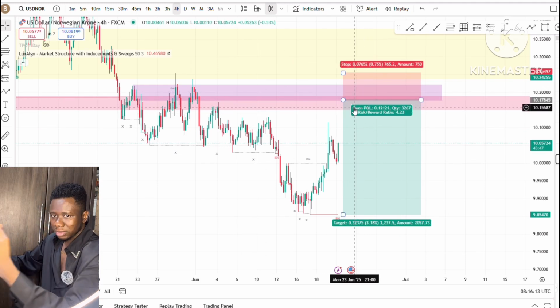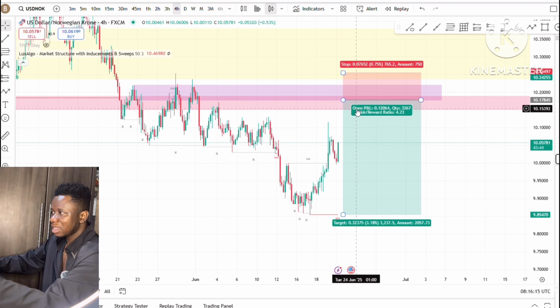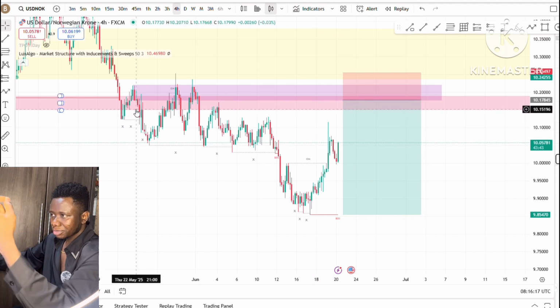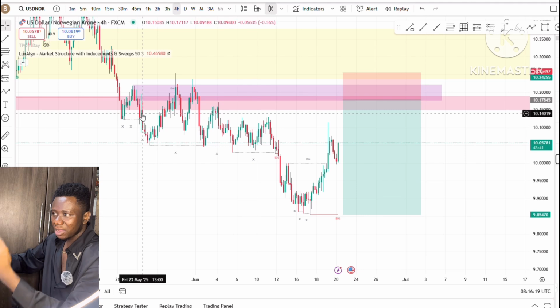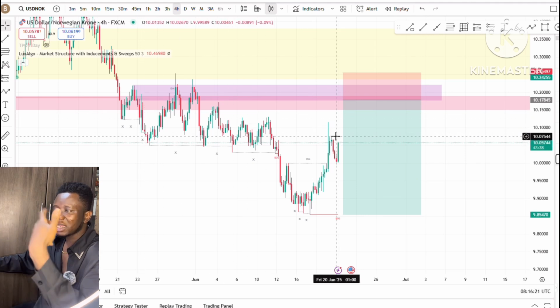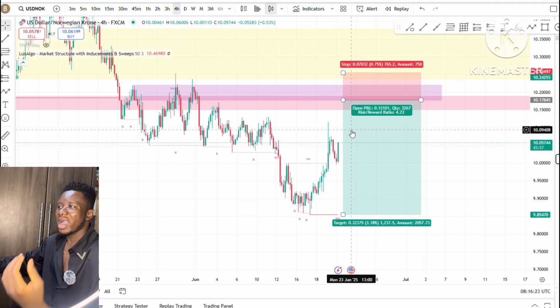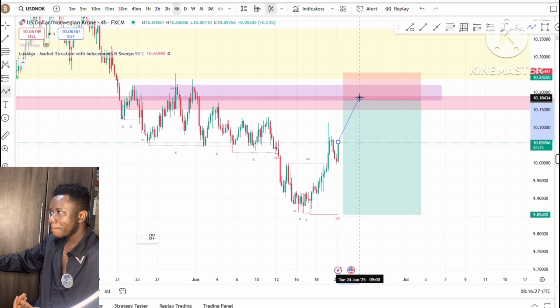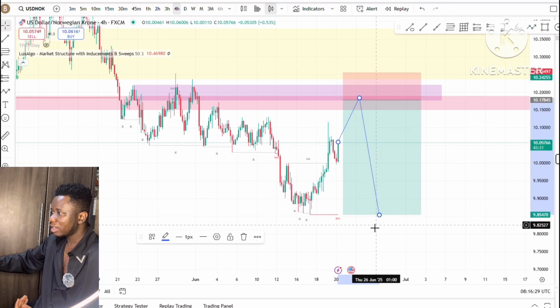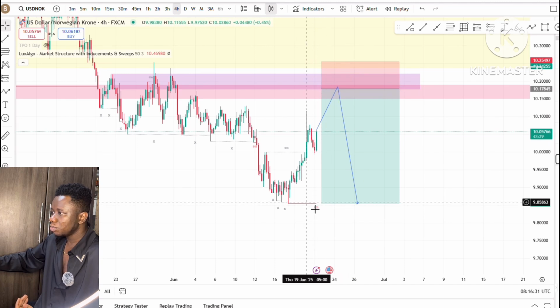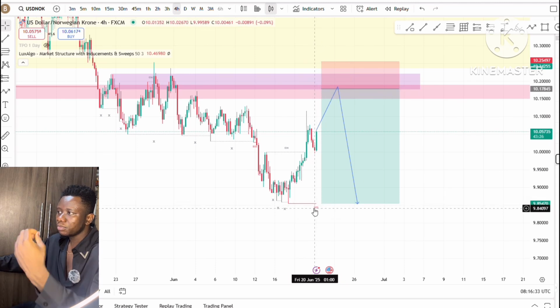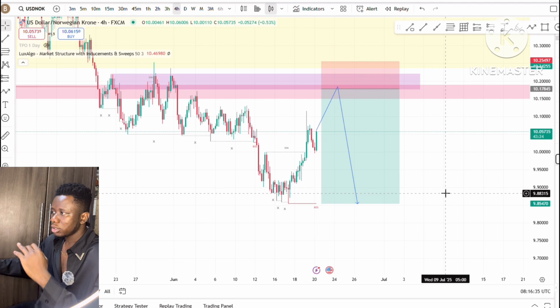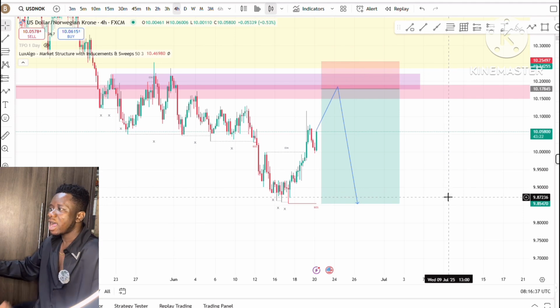So I'm waiting for the price to come back and mitigate it around here. This 4 hour resistance is around there. My reversal model is around there. So everything aligns with the way I trade. So I'm waiting for the price to make its way back in here and then sell off, and then break this low to give us a new break of structure. So this is what I have.